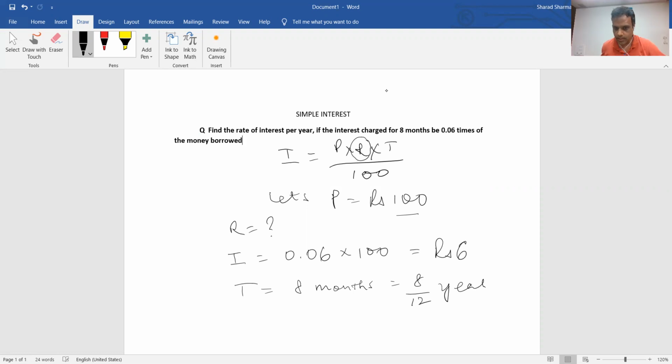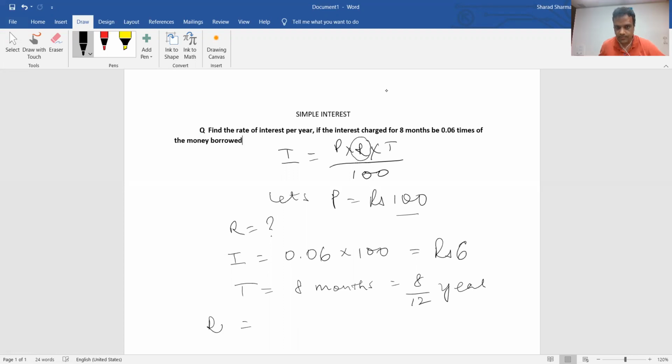In 1 year, there are 12 months. So we'll have to convert this into years. We cannot put the time in months. We have to put the time in years. This formula is in years. Time is in years. So what is the time in years? 8 upon 12. Now let's try to find out the rate.